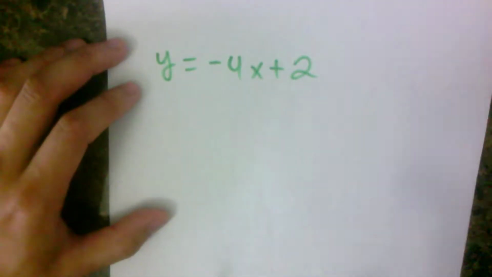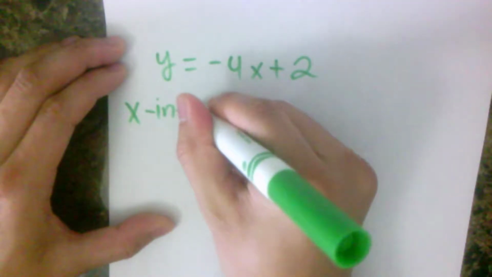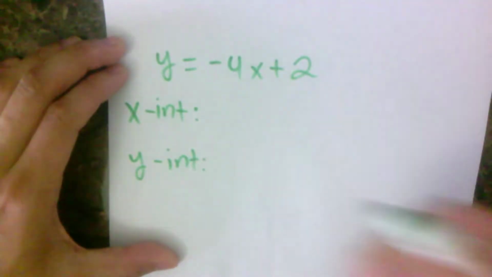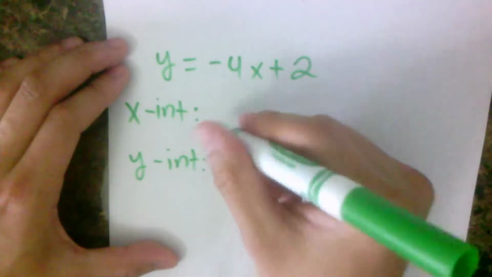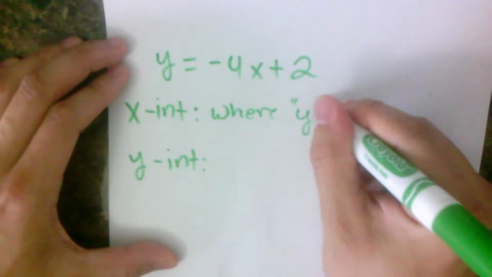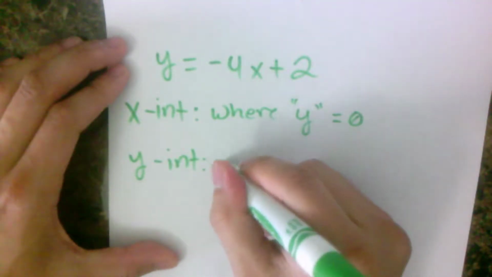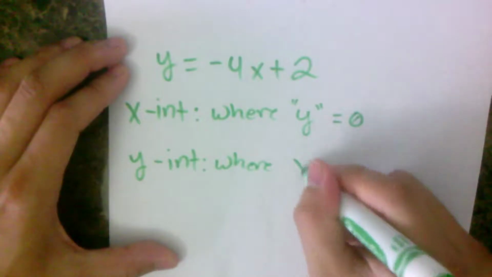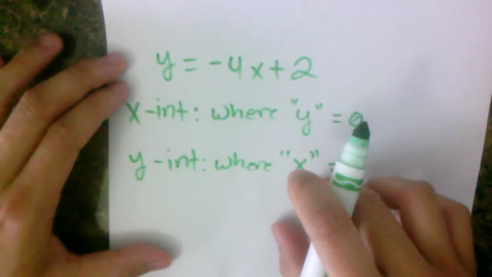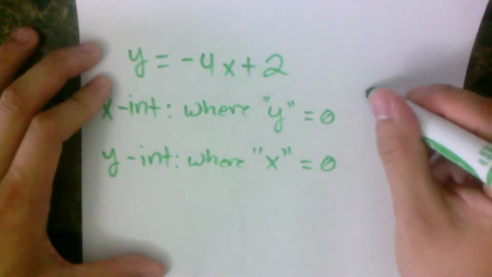Alright, so given this equation, let's find our x-intercept and our y-intercept. These two things are defined as follows. The x-intercept is where our y equals 0. And then down here, the y-intercept is where x equals 0. So to solve these, all you have to do is plug in certain numbers. If you want to use the XY chart again, you absolutely could.